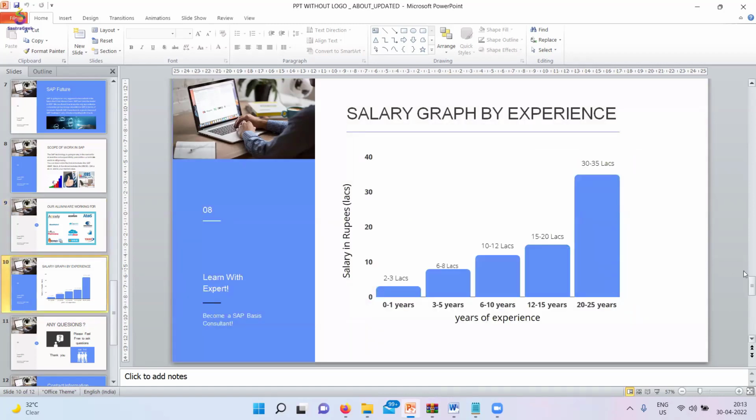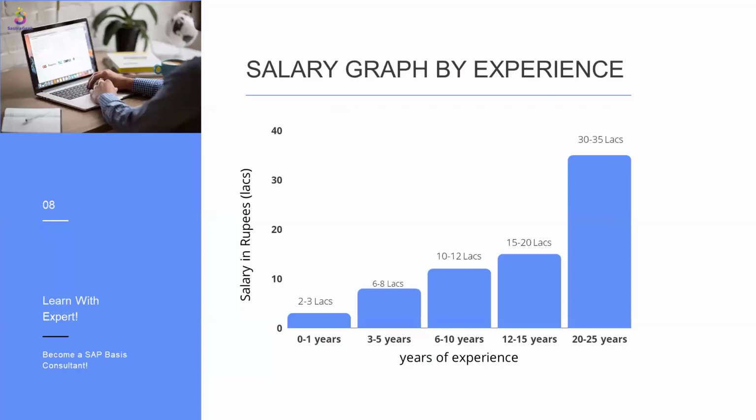If you see the salary graph by experience, it can vary. It depends on which company you get the job in. It depends on CMM level 5, CMM level 3, or CMM level 1. For freshers, the opportunity is there, but their salary ranges from 2 to 3 lakhs.